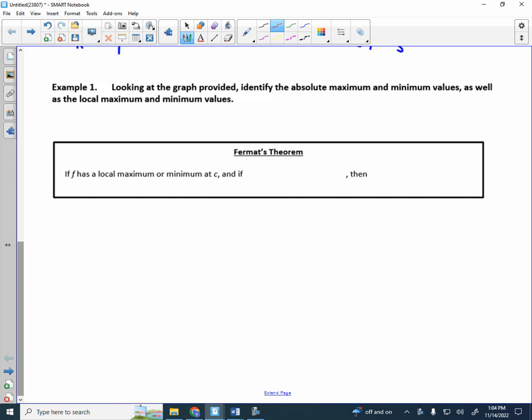And Fermat was a great mathematician, and he added this idea. It says if f has a local max or local min, and if f'(c) exists, then f'(c) is equal to 0.